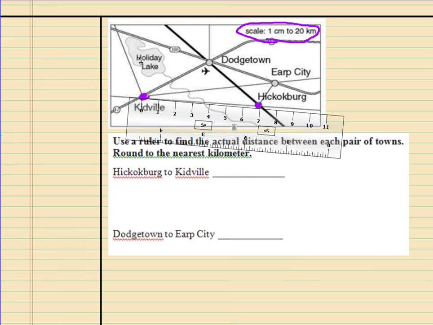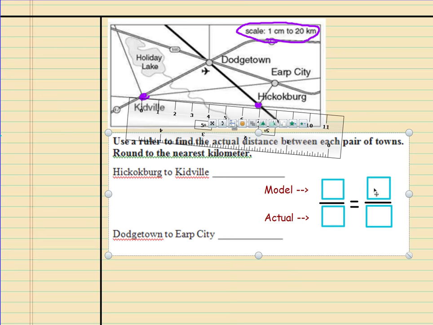So what we're going to do is set up a proportion. Now I want you to do this for all these problems. This is a proportion. This is a fraction here and a fraction here. On the top, I want you to write model. On the bottom, I want you to write actual. So the numerators of these two fractions are going to be the model, the one for the map. And on the bottom is the actual measurements in real life.